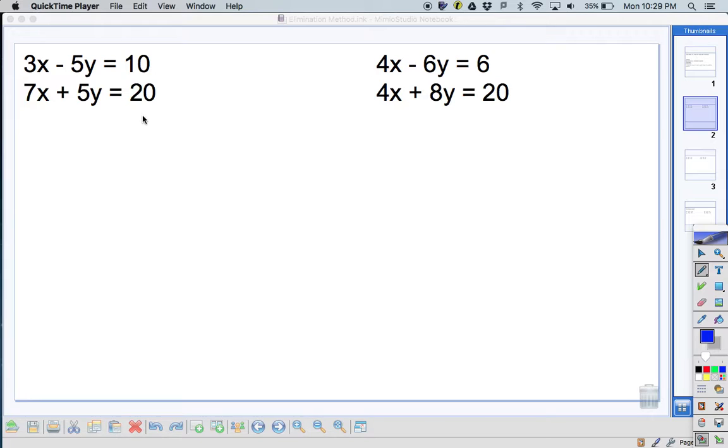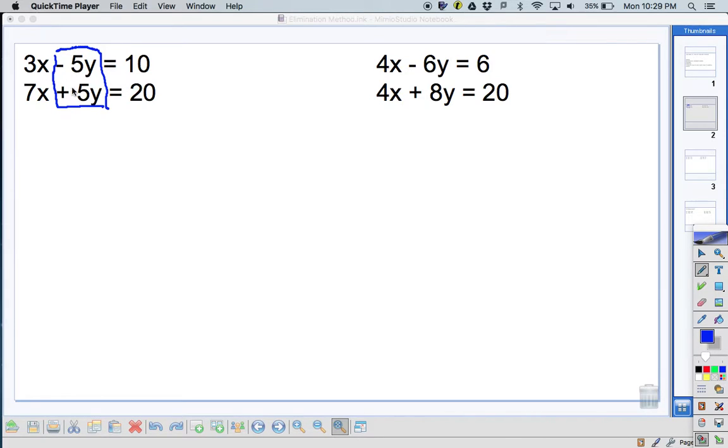And what I see when I look at this first example is right here. So if I look right here, I see 5y minus 5y, or negative 5y plus 5y. If I add this up, that equals 0y. And I've now eliminated y. And ultimately, that's what we want to do, eliminate one of our variables. So the elimination works like this.